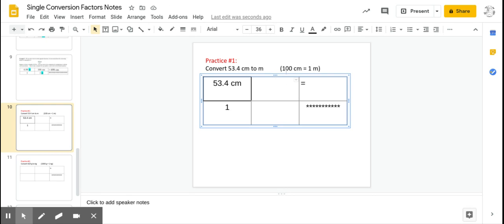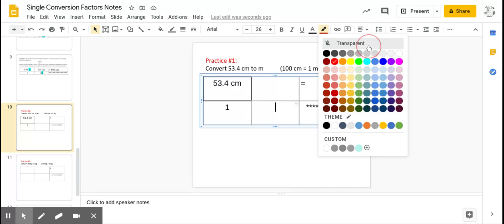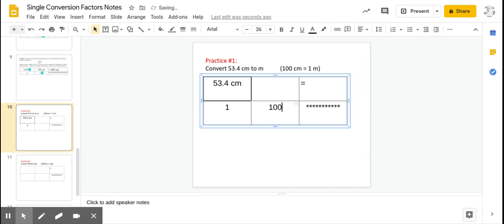Now this top and bottom, I need to choose which way to put it vertically. I'm going to choose to put the 100 centimeters on the bottom. Why am I doing that? Well, I'm doing it so that the label cancels.